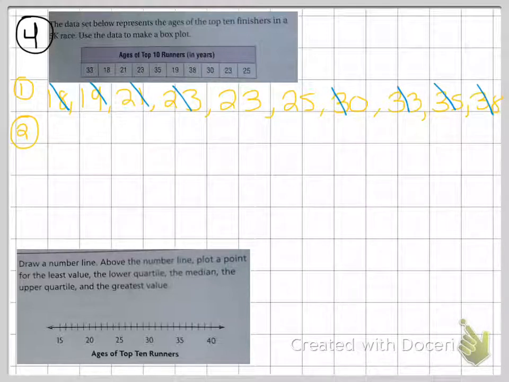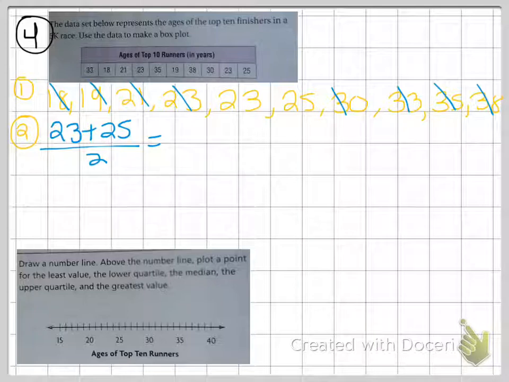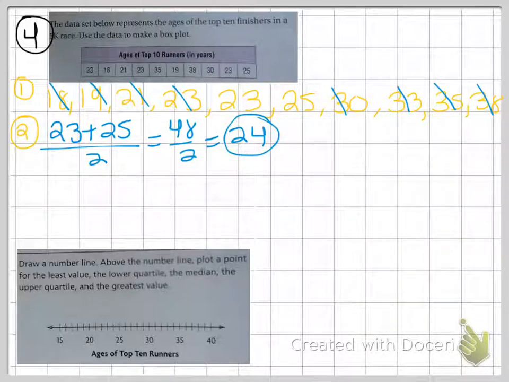So we need to find the mean of 23 and 25. 23 plus 25 over 2, which gives us 48 over 2, which simplifies to 24. All right, then the next step is going to be finding that lower quartile and that upper quartile. So lower quartile, and then fourth step, upper quartile.